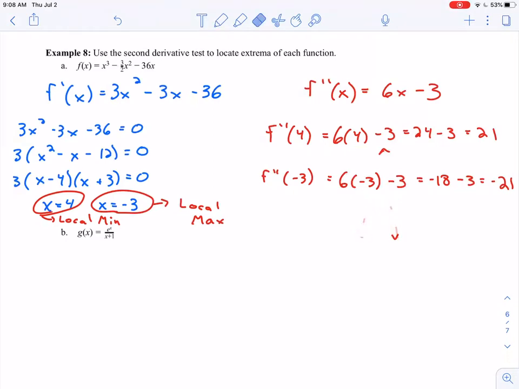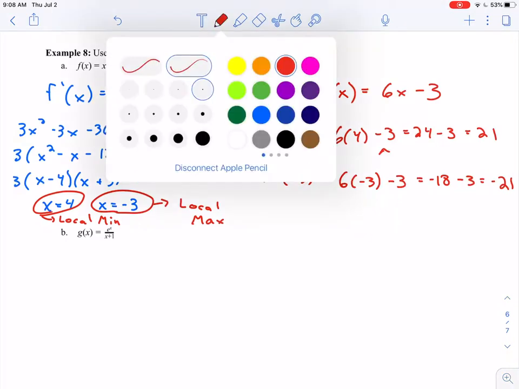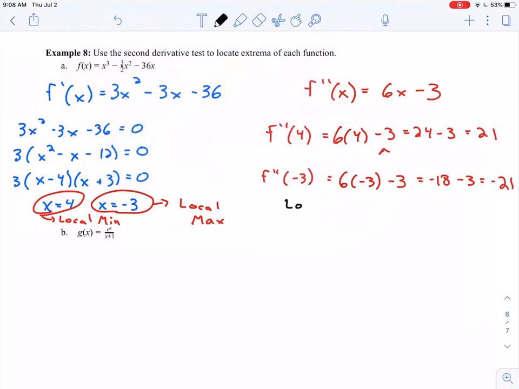So at this point, that's pretty much everything I need. I can say I have a local minimum at x equals 4. I have a local maximum at x equals negative 3.